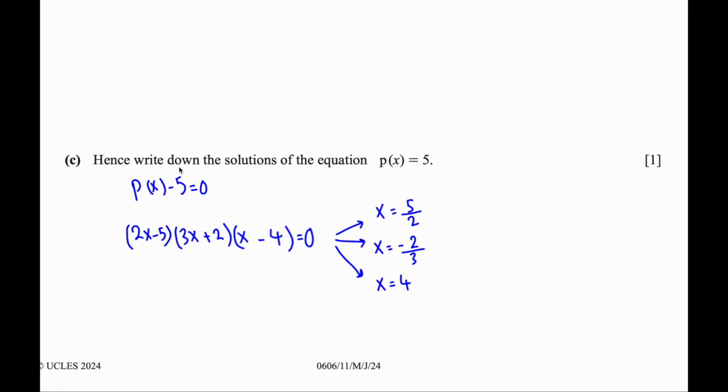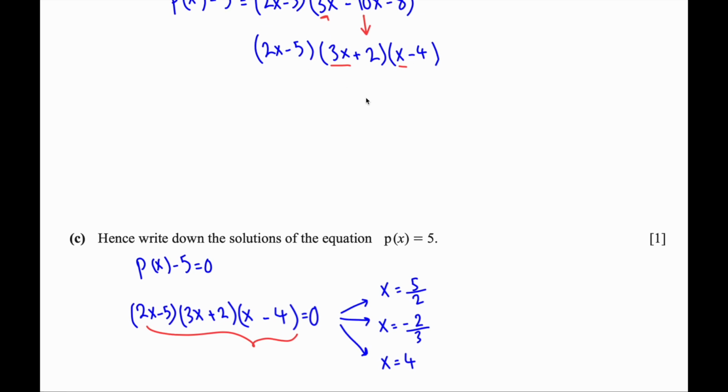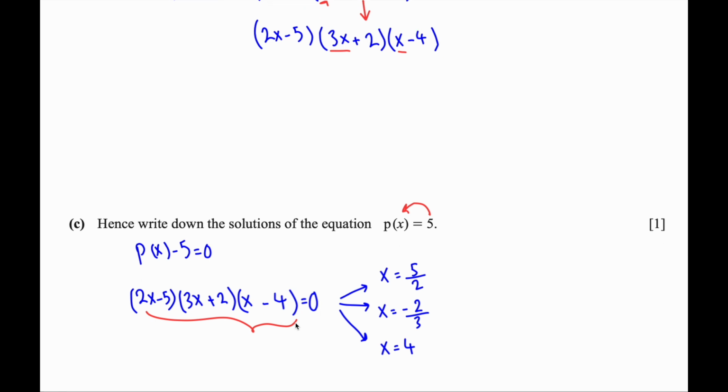In part C, we are asked to write down the solution of the equation p of x equals 5. Now that I know p of x minus 5 is basically this expression, it's the same as solving what I found up here, because after all, if you move 5 to the other side, you get p of x minus 5, and that's exactly what I found up here. So you just put it equal to 0.